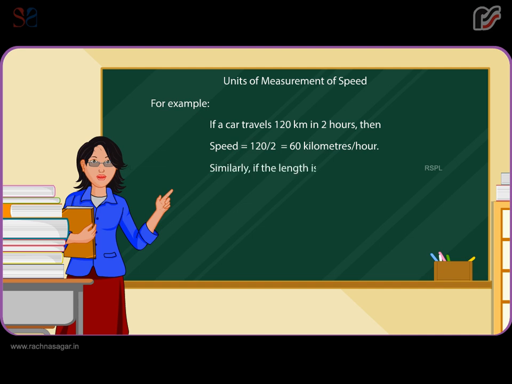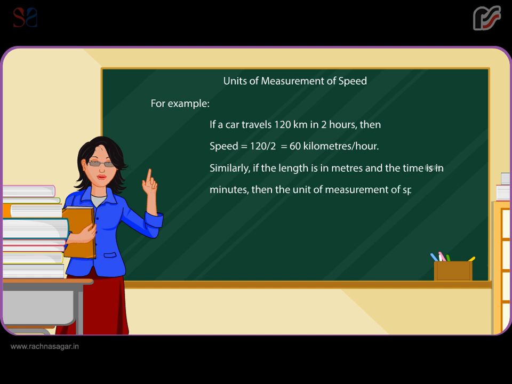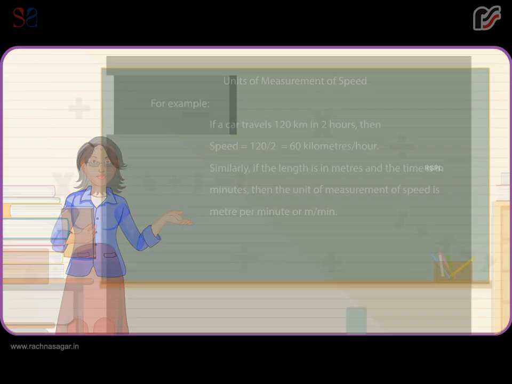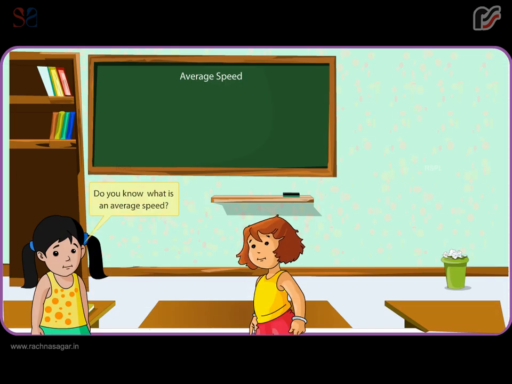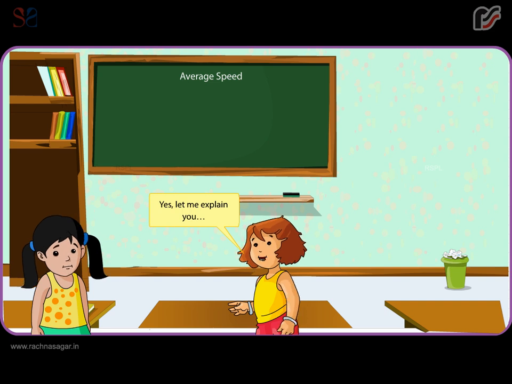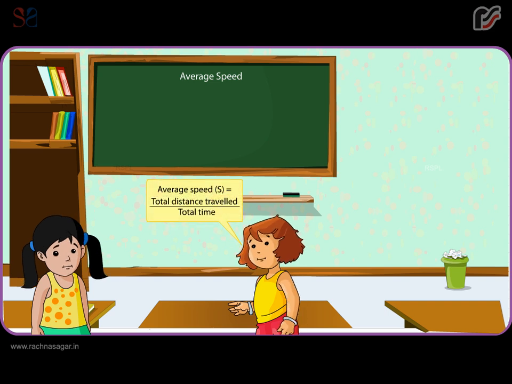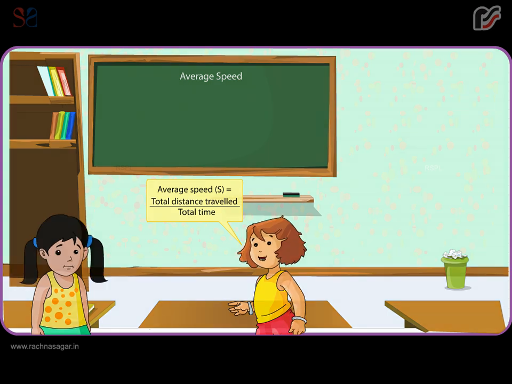Similarly, if the length is in meters and the time is in minutes, then the unit of measurement of speed is meter per minute. Average speed. Do you know what average speed is? Yes, let me explain. Average speed, S, is equal to total distance travelled divided by total time.